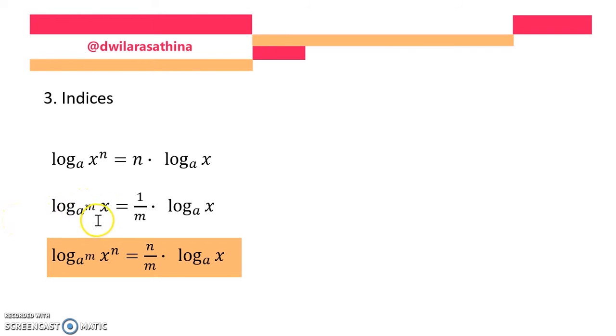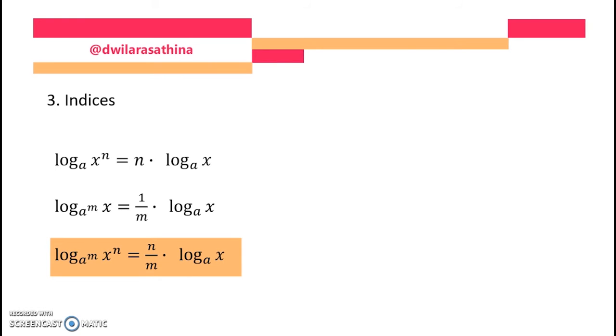And how about when the base has a power here? Like log a to the power of m of x, we can say that it is 1 per m times log a of x. Or m here, you can say it is the divisor of log a of x. So we can have the result: log a to the power of m of x to the power of n is equal to n per m log a of x.